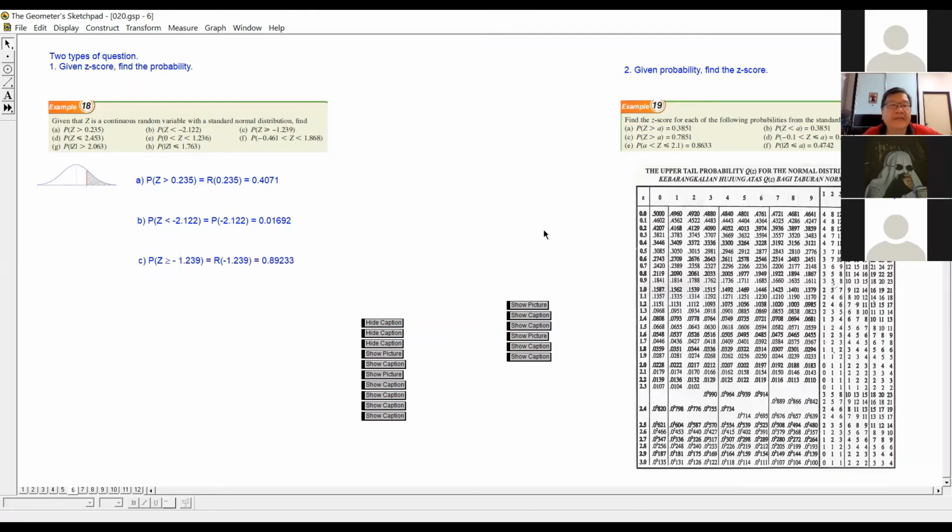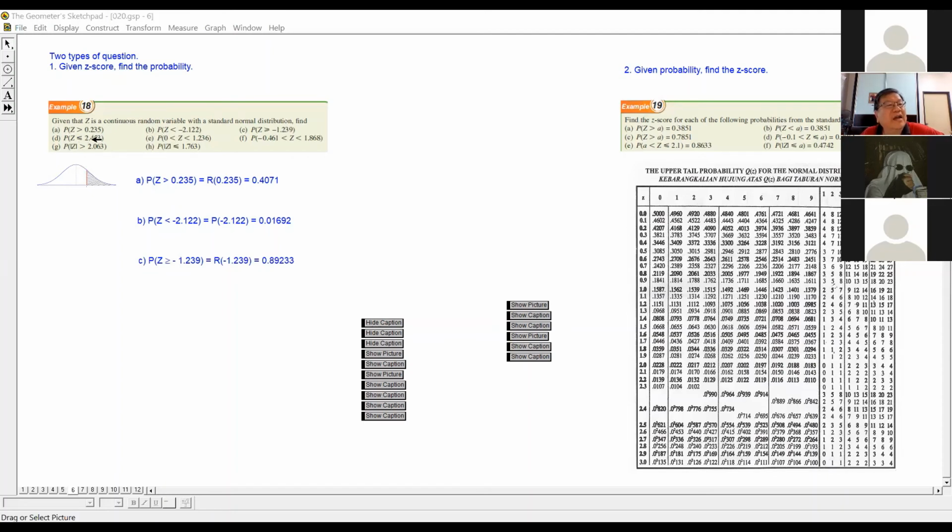0.89233. Can you find or not? Yes. Other girls, can or not? Can you use the calculator to find Z greater than negative 1.239? Can. Sure, can. Right. Okay, next one.